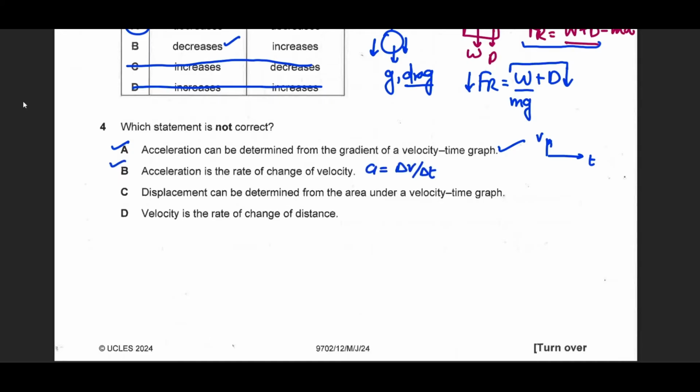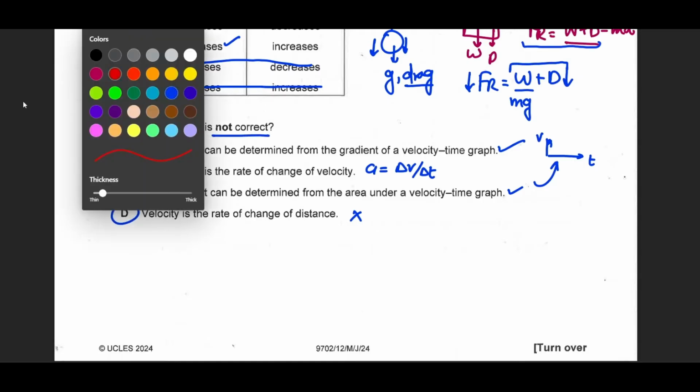Displacement can be determined from the area under the graph. This is also a true statement as explained over here. This is also true. Velocity is the rate of change of distance. No, it is rate of change of displacement, not distance. So this is what is not correct, which is false.